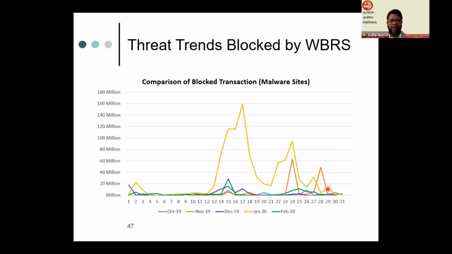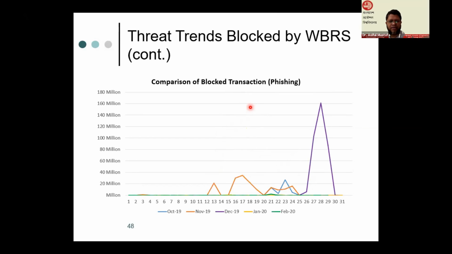In terms of malware sites, how many were blocked, if we look at the numbers for different months. In January, there's an attack for malware sites. We see 160 million blocked on a particular day, the 17th of January. As I said, there's an attack going on over a long period of 5 days. As the attack was going on, more transactions were blocked, and the maximum in one day, the system blocked over 160 million attacks.